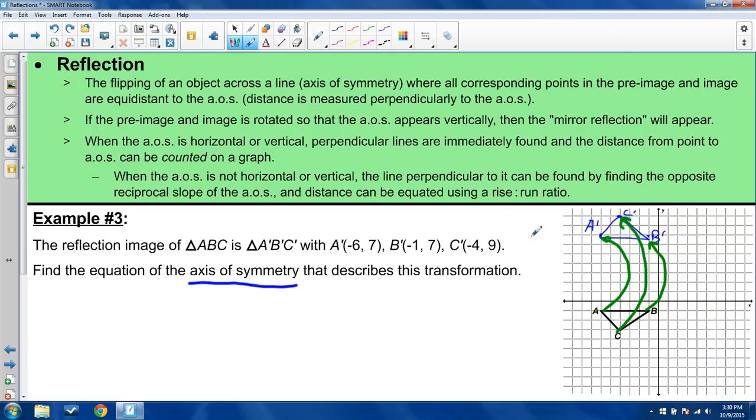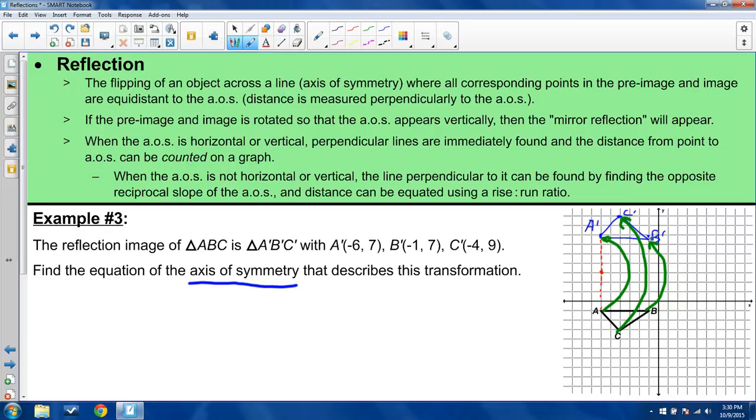So what I'm going to do in this example here is let's take a look at the distance between A prime and A. So that's 1, 2, 3, 4, 5, 6, 7, 8 away. So if this is 8 away, half that distance, 1, 2, 3, 4, right here is where my line should be. Let's confirm that with some other ones.